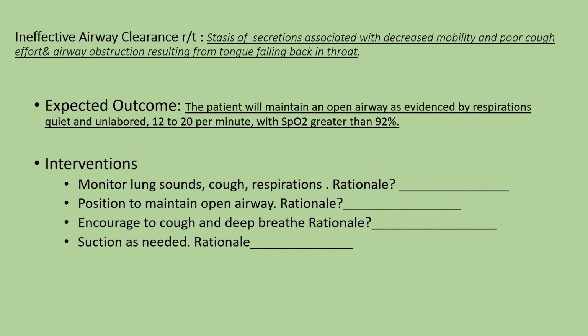Another nursing diagnosis for you to keep in mind is ineffective airway clearance, which is related to stasis of secretions associated with decreased mobility and poor cough effort and airway obstruction resulting from the tongue falling back in the throat. Expected outcome is the patient will maintain an open airway as evidenced by respirations quiet and unlabored. Normal respiration should be 12 to 20 per minute, with an oxygen saturation greater than 92%.